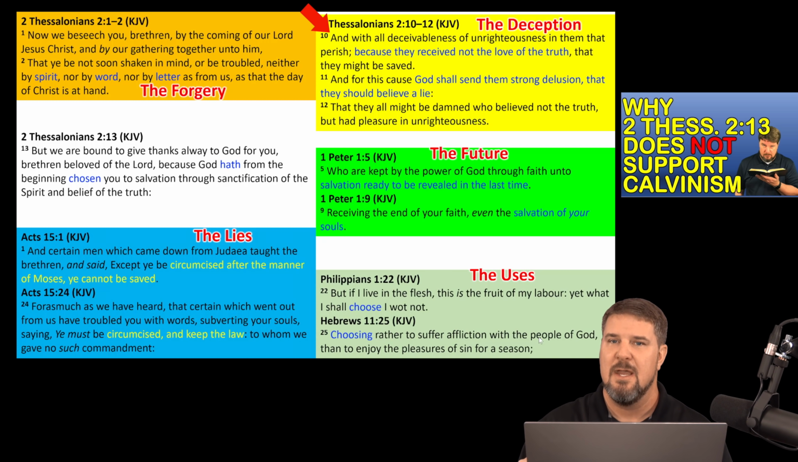See, in Calvinism, people are arbitrarily chosen unconditionally before the foundation of the world, either for salvation or for reprobation. But in the Bible, it's because of things that occur in time and because of things that they do. Because they received not the love of the truth, that they might be saved. And for this cause, God shall send them strong delusion, that they should believe a lie, that they all might be damned who believe not the truth, but had pleasure in unrighteousness.